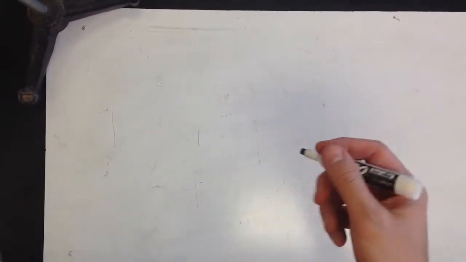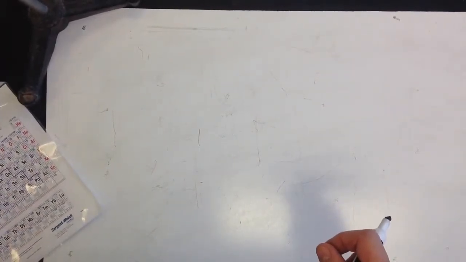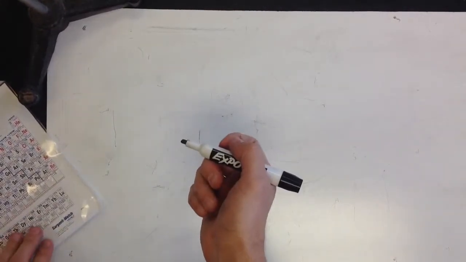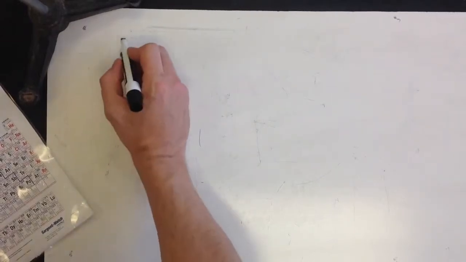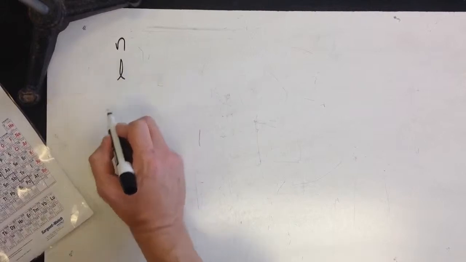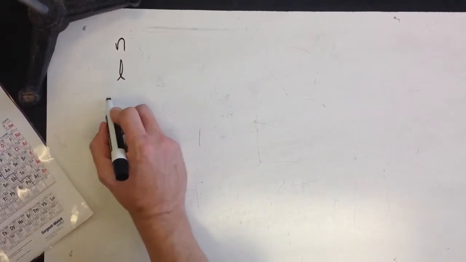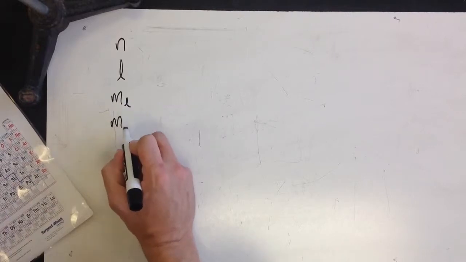All right, I've been asked to go over the lesson on quantum numbers, and I'm just going to do a couple of quick questions, just to show you what it is that I've been talking about in the assignments, okay? So we know that we have four quantum numbers. We have the principal quantum number, we have the secondary quantum number, and we have the magnetic quantum number, and we have the spin.